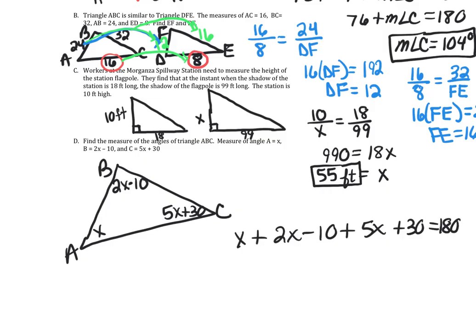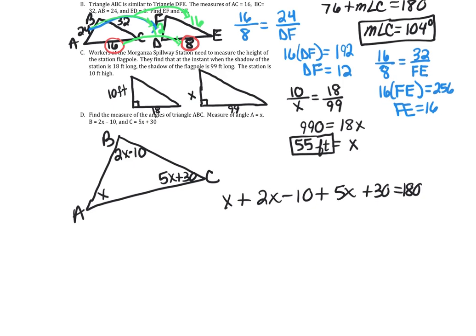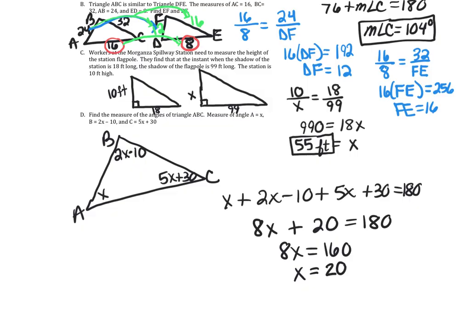In order for us to find the measures of the angles of this triangle, we have to figure out what x is. On the left side, combining my like terms, I've got x, 2x, 5x, that's 8x. Negative 10 plus 30 is 20, equals 180. So 8x would equal 160. Subtract the 20 over, and then you would divide by 8, and x is equal to 20. So if x equals 20, then here's what I know. Measure of angle A is equal to 20.